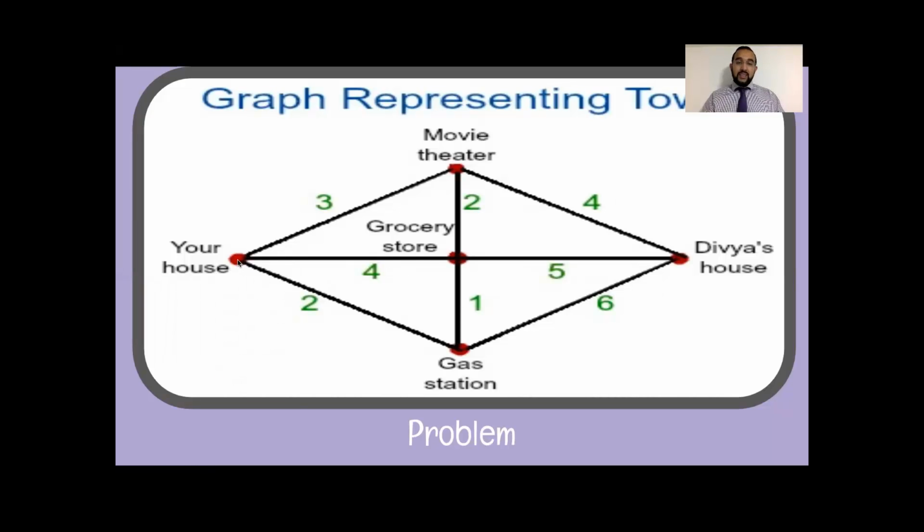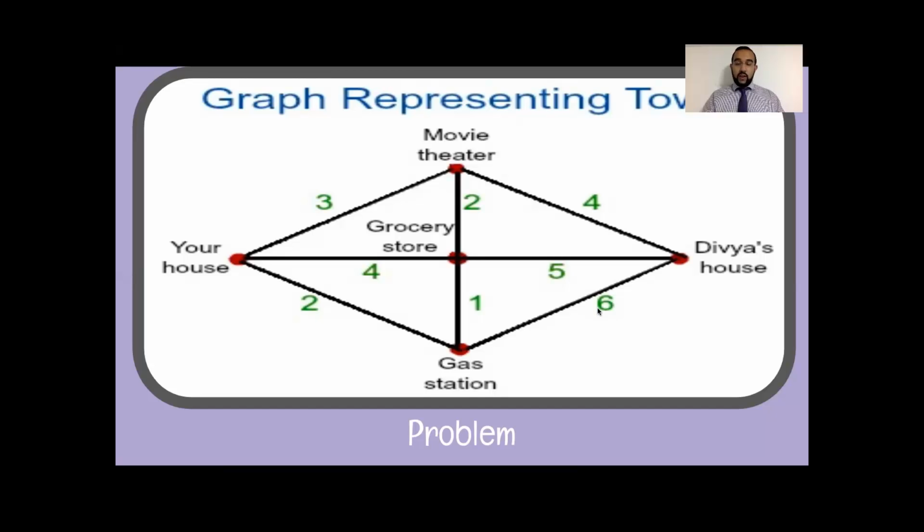This graph is weighted, meaning it has a value attached to each edge. The distance from your house to the movie theater is 3 minutes, from your house to the gas station is 2 minutes by car, and from your house to the grocery store is 4 minutes. You don't know the shortest distance from your house to Divya's house because they are not directly connected. So right now we don't know what the shortest distance is.